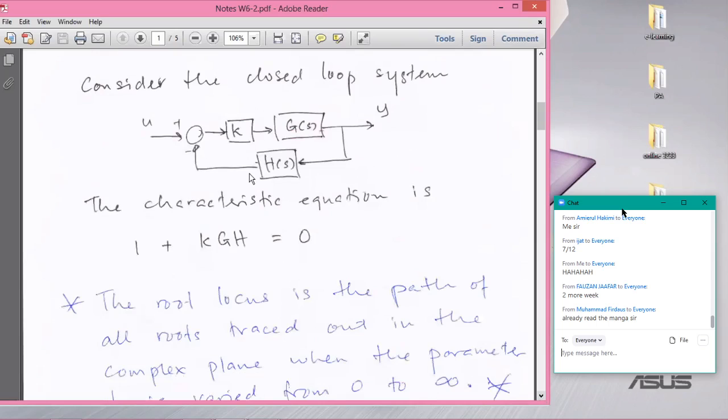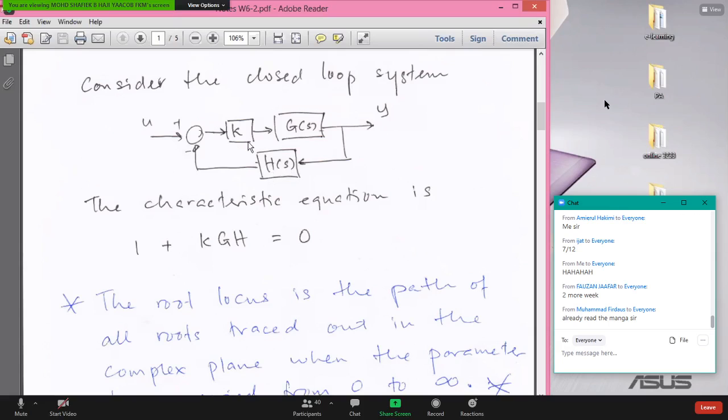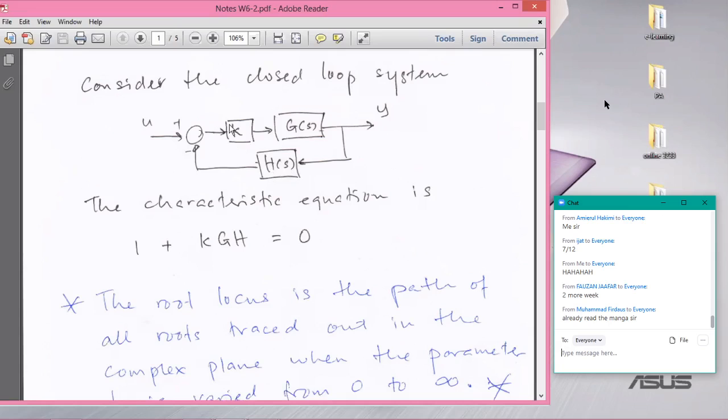So let us consider this closed loop block diagram. Here G is the system that we want to control. H is the feedback gain or feedback transfer function, and K is the proportional controller gain. In this case, we assume that we just use the proportional controller, which is our action is proportional to the error. So consider this general closed loop system.